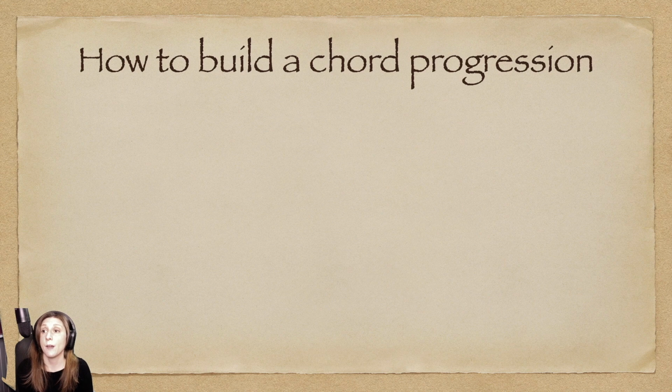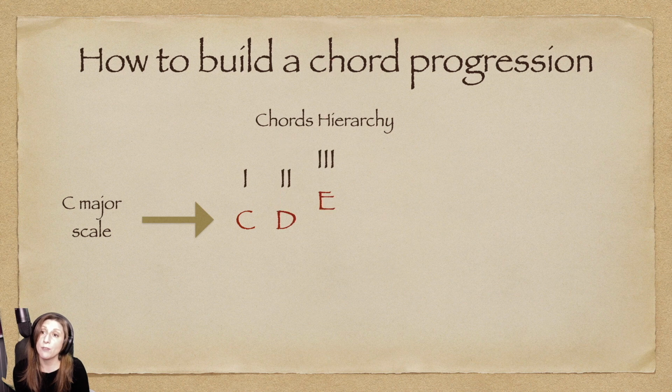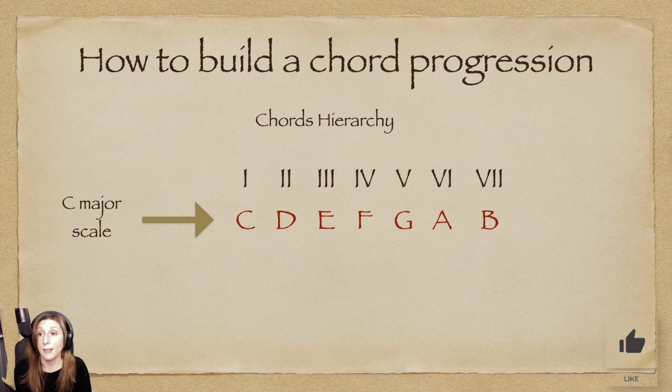So how can we build a chord progression? To build a chord progression, you need to consider that chords have degrees of importance, like ice cream flavors. For the C major scale, the first and most important chord will be, drumroll, C major. C major chord and the name of the scale, if that makes any sense to you.